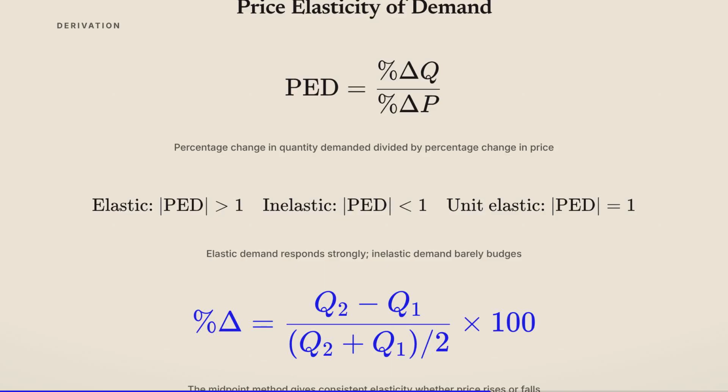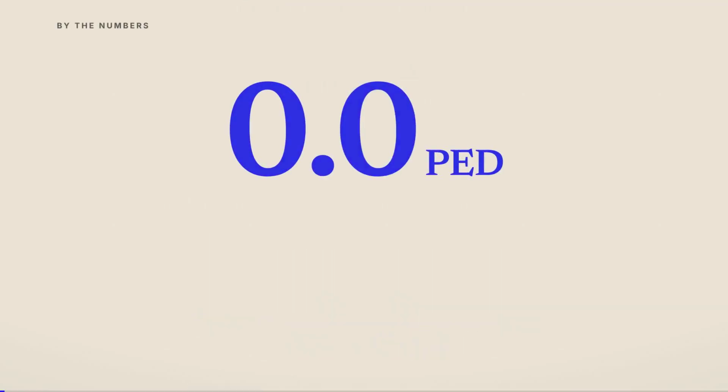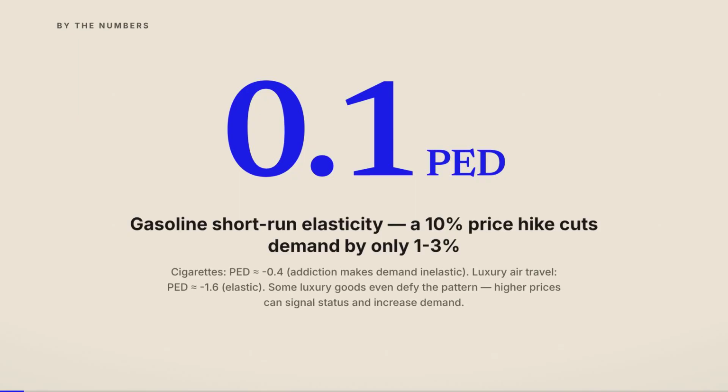The midpoint method is the standard way to calculate these percentage changes. You take the change divided by the average of the starting and ending values. This gives you the same elasticity whether the price rises or falls, which makes your comparisons consistent. Let us look at real elasticity numbers.